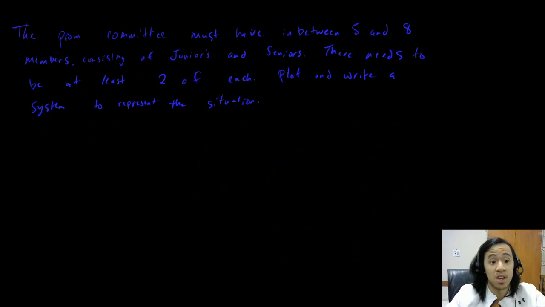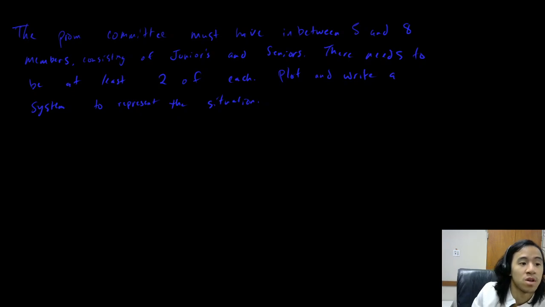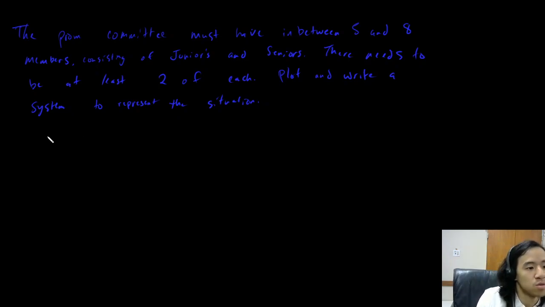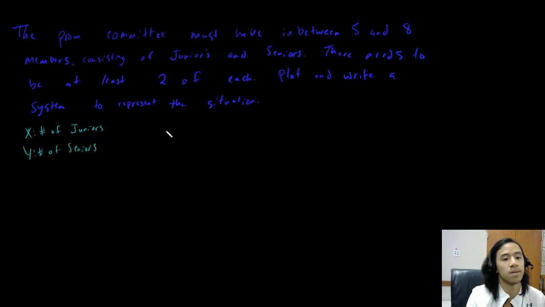All right, so the prom committee must have in between 5 and 8 members, consisting of juniors and seniors. There needs to be at least 2 of each, juniors and seniors. Plot and write a system to represent this situation. Okay, so first let's go ahead and define our variables. So let's have x be the number of juniors, y be the number of seniors.